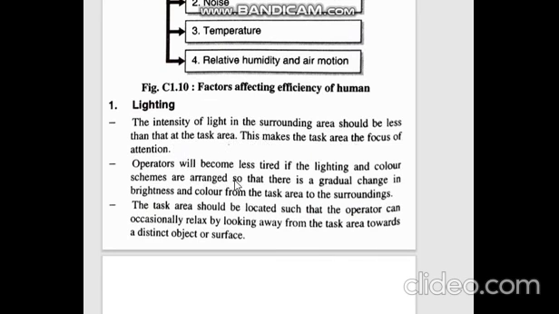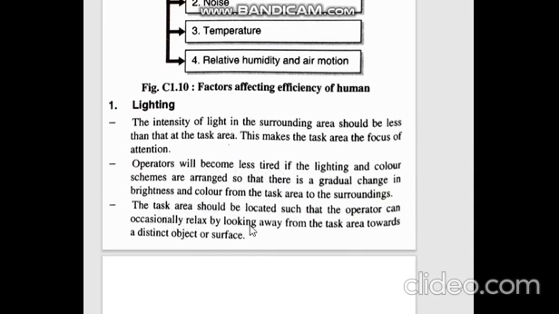Okay, so the operator will become less tired if the lighting and color schemes are arranged so that there is a gradual change in brightness and color from the task area to the surroundings. It should not be that the area he is working in is bright and all the surroundings are dark. The change should be gradual. It's not that the surroundings should be fully black, fully dark. Then he becomes less tired. You see, human fatigue comes when he gets tired. So he'll be less tired when the lighting arrangement is such.